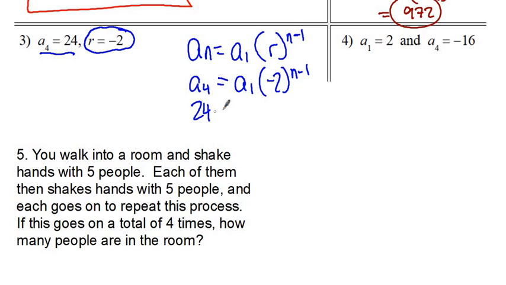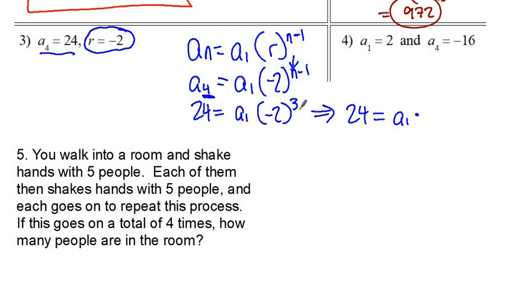So we could say 24 is equal to the first term times -2, and then because n in this case is 4, I'm going to put a 4 right there. So we'd have 4 minus 1. But of course, another way of saying 4 minus 1 would just be to say 3. So -2 to the third power. So if we continue this, we'd have 24 is equal to a sub 1 times -2 to the third.